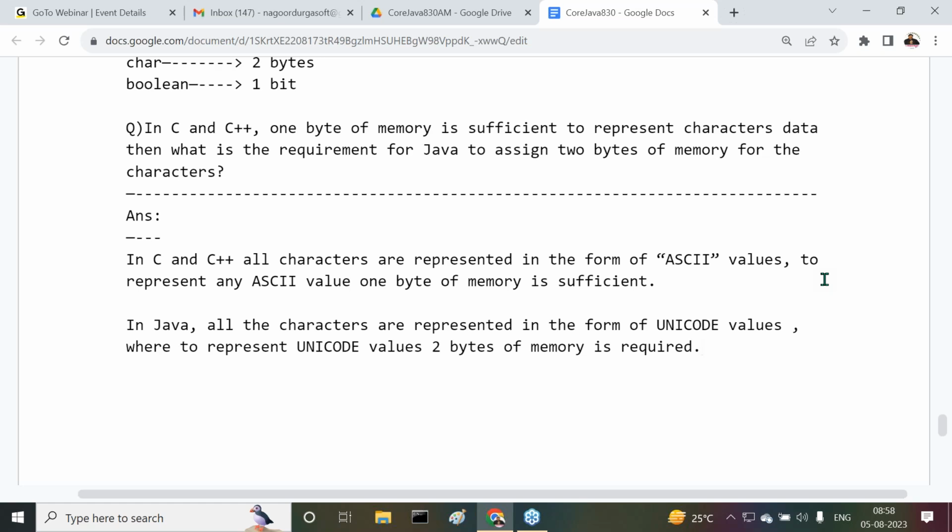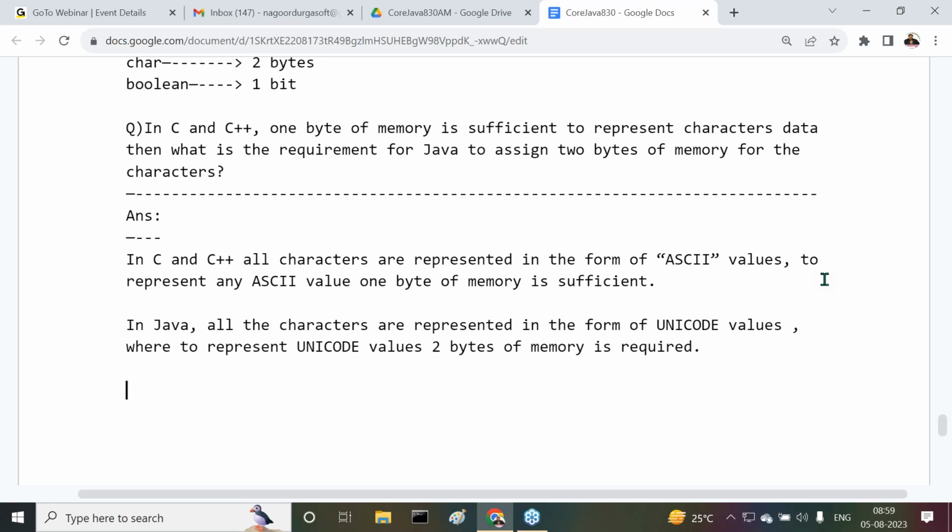Yes, sir. All of you are getting it or not? Why is 1 byte of memory sufficient in C and C++ to represent characters? Why is 2 bytes of memory required in Java to represent character data? Simple point. In C and C++, the character representation mechanism is ASCII. To store an ASCII value, how much memory is required? 1 byte of memory. But in the case of Java, all characters are represented in the form of their Unicode values. To represent Unicode values, 2 bytes of memory is required.